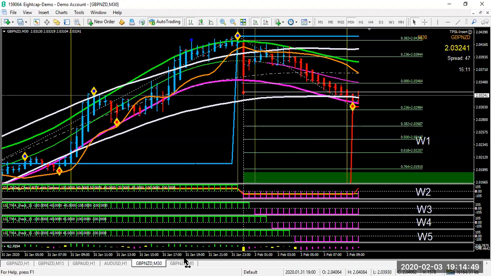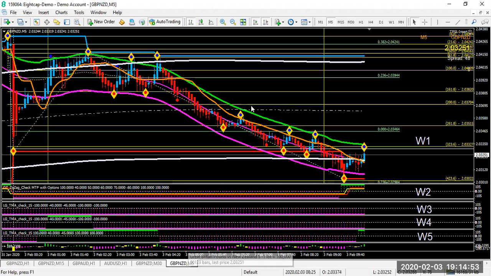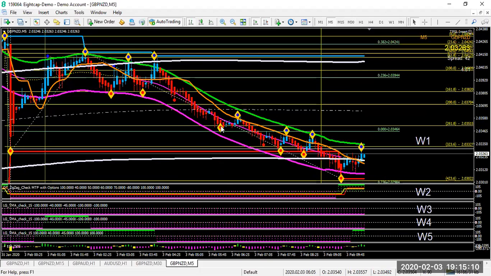Okay, so here we've moved on in that same template, and this is the 5-minute. We've already got the message from the 1 hour and 30 minutes that the price wanted to go down. That means basically jumping diamonds downwards.